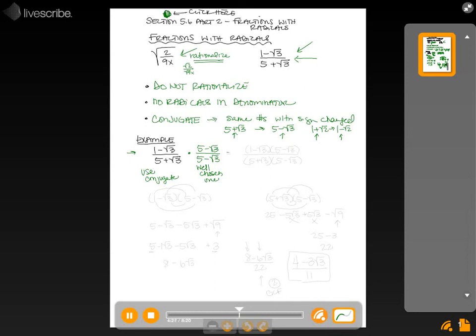Okay? We're going to multiply these together. And to do that, we're going to FOIL them. The top gets FOILed. It's 1 minus the square root of 3 times 5 minus the square root of 3. And then in our denominator, we have 5 plus the square root of 3 times 5 minus the square root of 3. Okay? So we're going to FOIL these. I'm going to spread this out a little bit so that we have some more room. I'm going to write the numerator over here. And we're going to FOIL it, and then we'll FOIL the denominator.